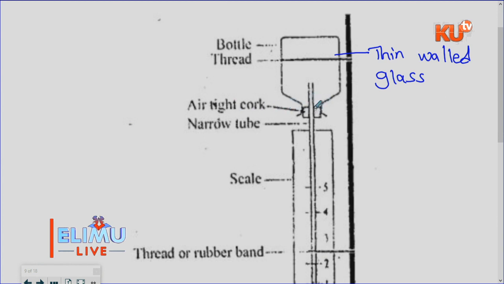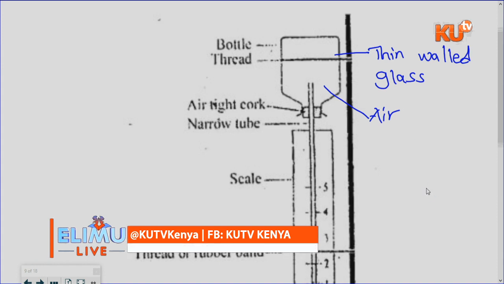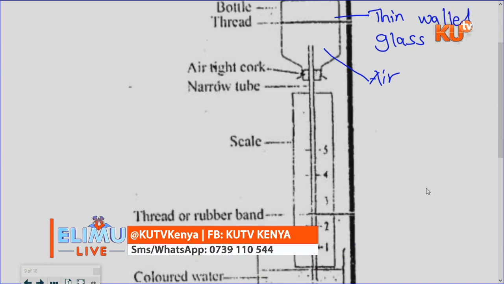We have an airtight cork to prevent air from getting in. Remember, what is inside here is air. We also have a narrow tube. The tube should be narrow. Why should the tube be narrow? It should be narrow so that it can record even the slightest changes.